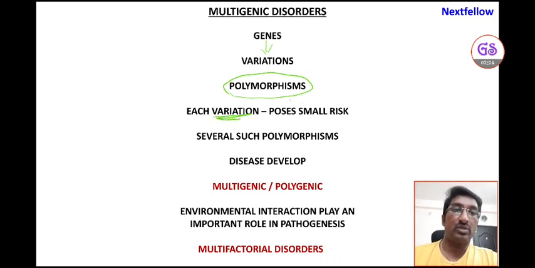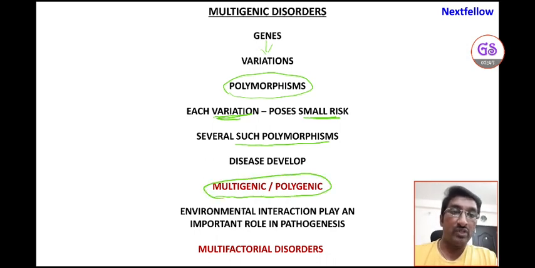Each variation or polymorphism, they pose only small risk, which means unlike single gene disorder where even a single gene mutation can cause a disease, here single variation cannot cause a disease. So many such polymorphisms are needed for the disease to develop. Since it involves multiple genetic polymorphisms, they are called as multigenic or polygenic disorders.